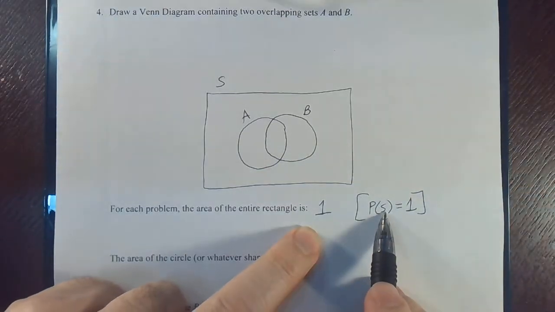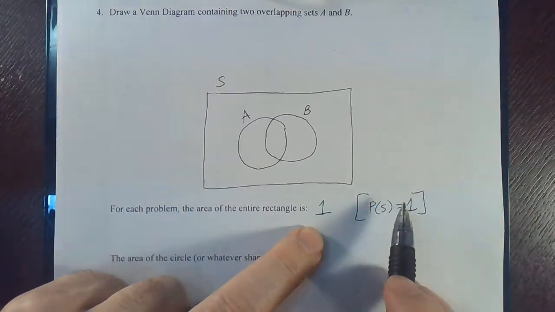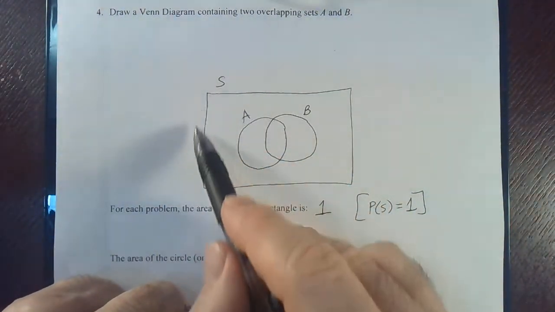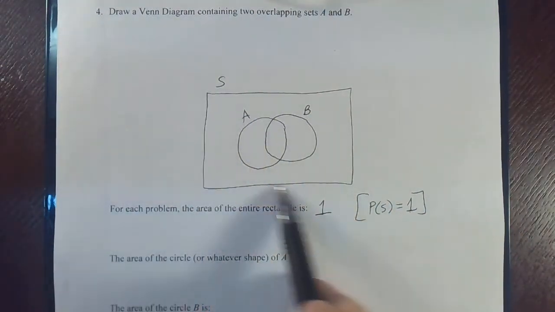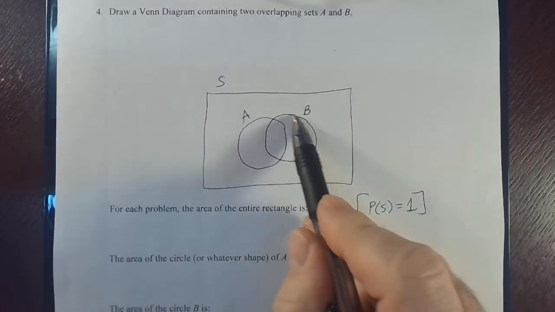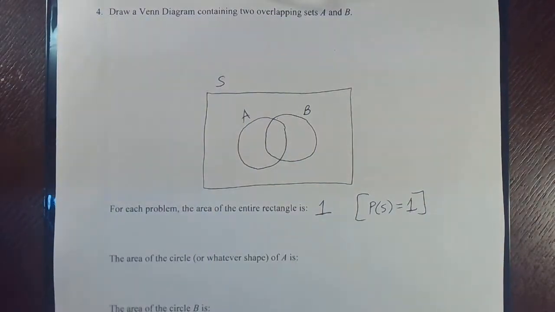Basically, S is all the possibilities, so the probability that one of those possibilities occurs, one of the elements in this rectangle, is going to be 1. Something in this rectangle is always going to happen. Okay, and so A and B are two events that are subsets of the sample space S.